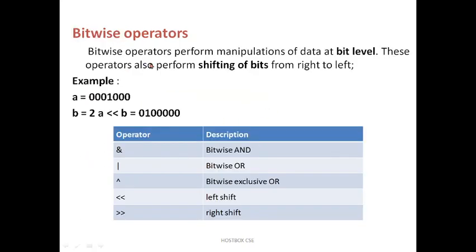Then let's cover the bitwise operators. What is the use of bitwise operators? These are operators that perform manipulation of data at bit level. Remember, these bitwise operators can be used for int and char data types. For example, you can say A is equal to some given binary number, B is equal to another given number, then A less than less than B, you can give like this.